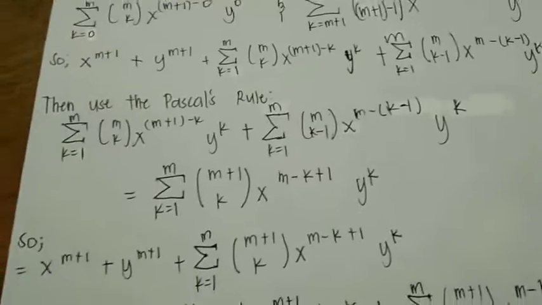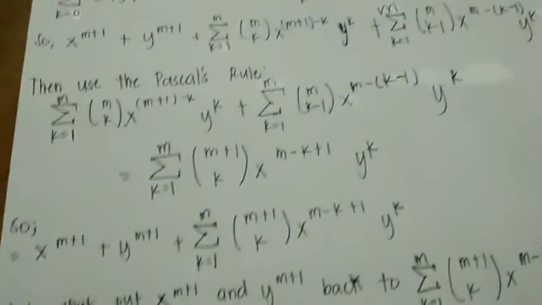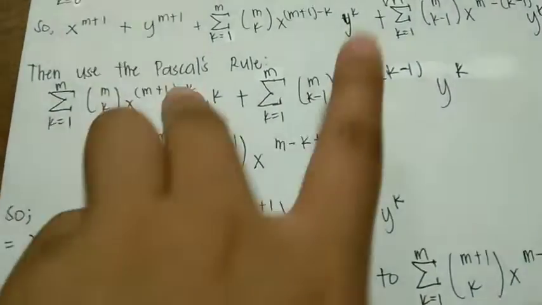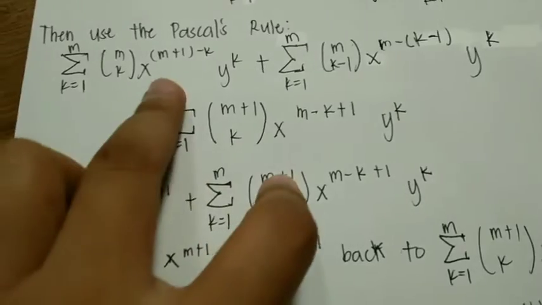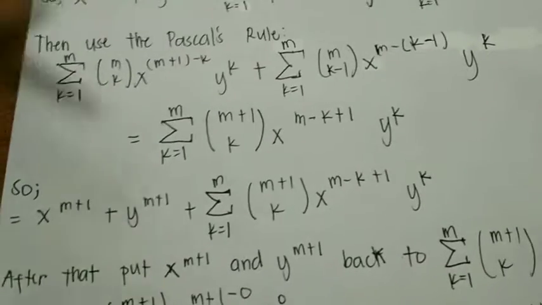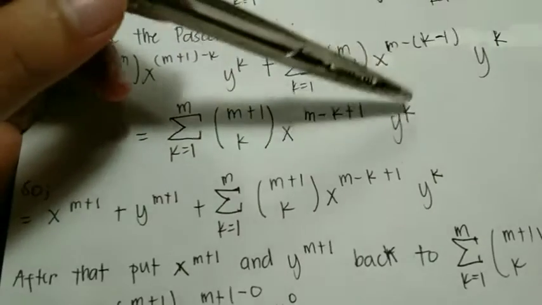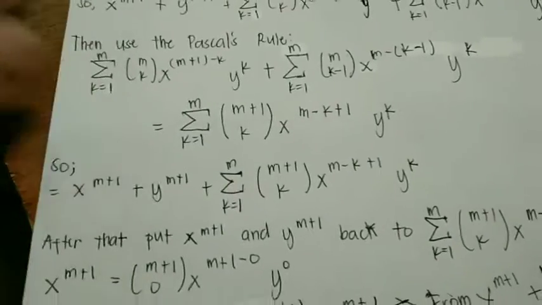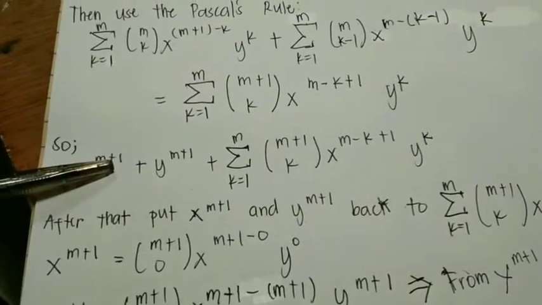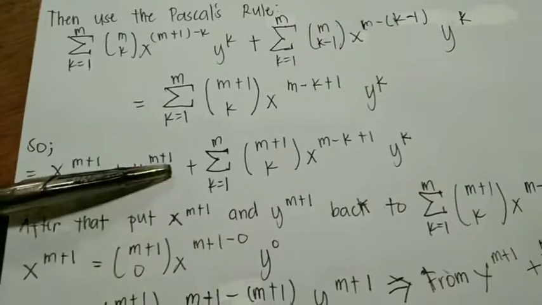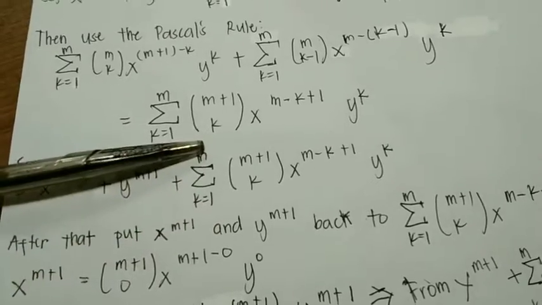Use the Pascal's rule. So these two summations are added, and the result comes from these two equations: the summation of k is equals to 1 to the m of m plus 1 taken by k, x with the power of m minus k plus 1 and y with the power of k. So, x with the power of m plus 1 plus y with the power of m plus 1 plus the summation of k is equals to 1 to m.